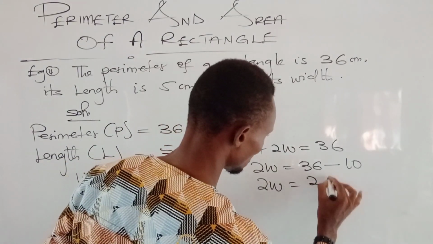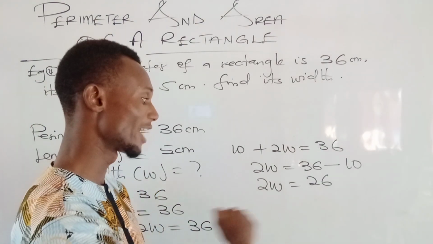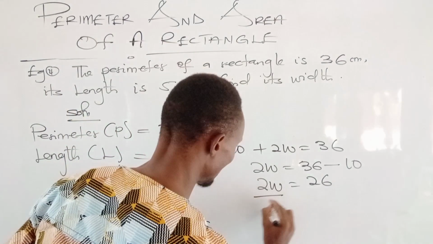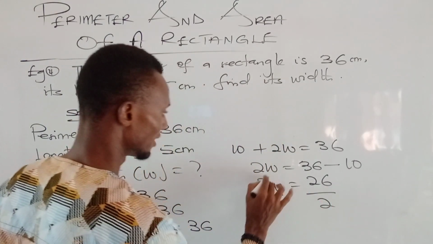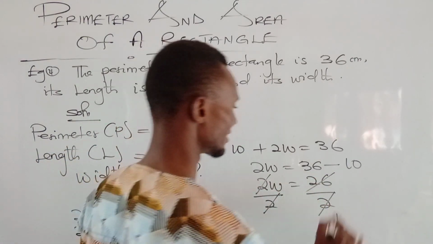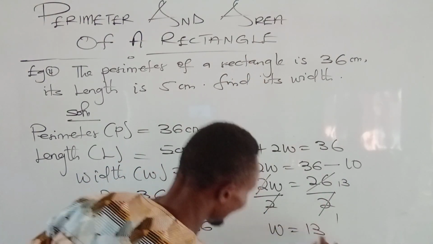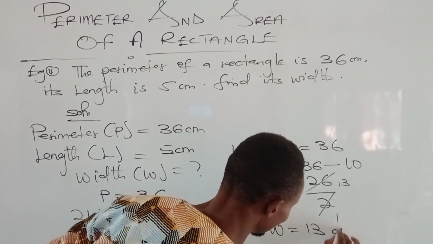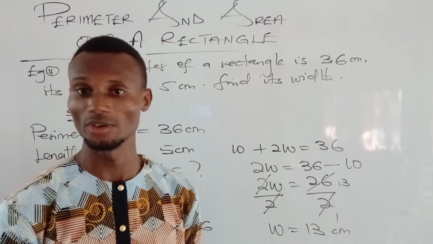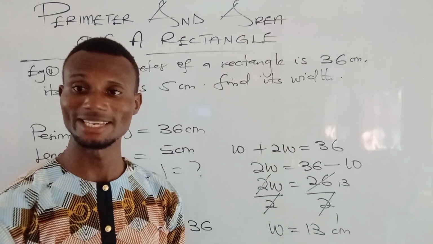I hope you agree with me. 26. Now for us to get the value for W, we just need to divide through by the coefficient of W, which is 2. So I'll divide here by 2 and here also by 2, so that this and this can cancel. 2 goes into 26 13 times. So you have your W equals 13, then you bring your units. So 13 centimeters. This is our final answer. And then you conclude, you say therefore the width is equal to 13 centimeters.